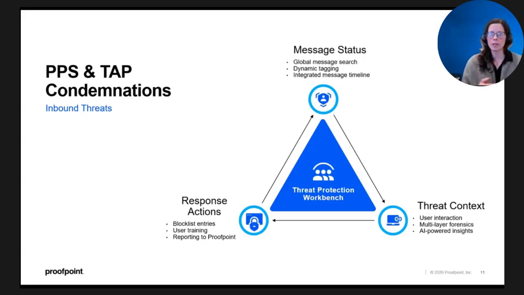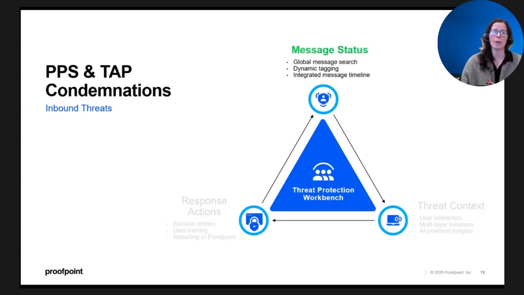Now, you are often moving between different legacy portals. You might be doing a message search in Smart Search for the current message status. Was it delivered? Was it blocked at the gateway? You might be going into TAP to understand that threat context and then moving into Cloud Threat Response, or maybe even back into the Proofpoint Protection Server to take response actions. And what we see is this leads to a lot of inefficiency. What I find really exciting about Threat Protection Workbench is you can stay in a single place and execute your investigation so much faster and so much easier.